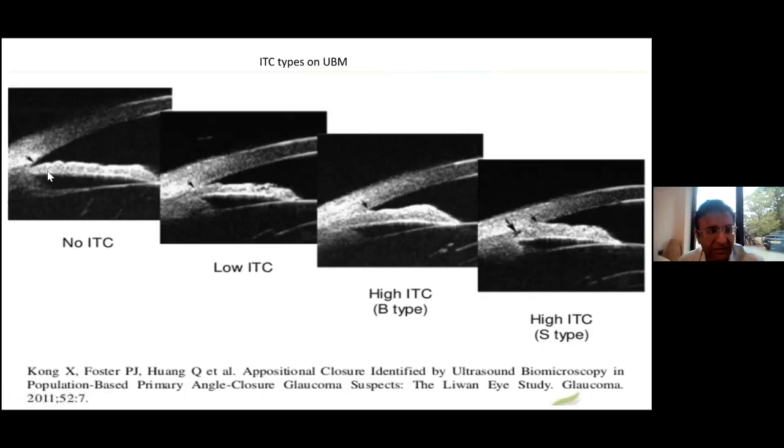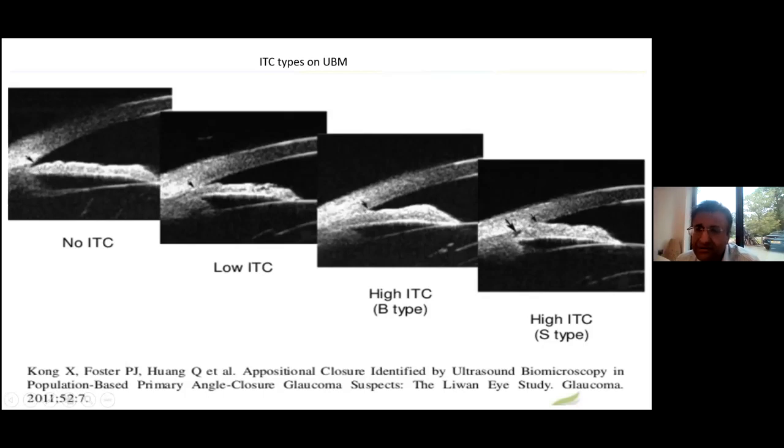Like in this one, you can see there is no iridotrabecular contact. The scleral spur is identified by this protuberance. And over here, you can see there is no ITC. The iris is not touching the scleral spur. Over here, you can see the protuberance being blocked by the ITC, but the extent is very shallow. And over here, you can see the extent is quite high, so a lot of area is being blocked.